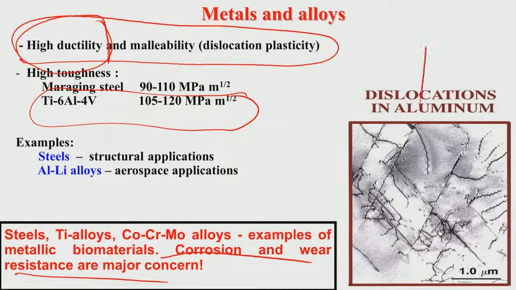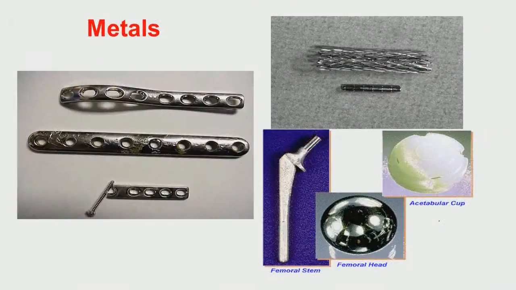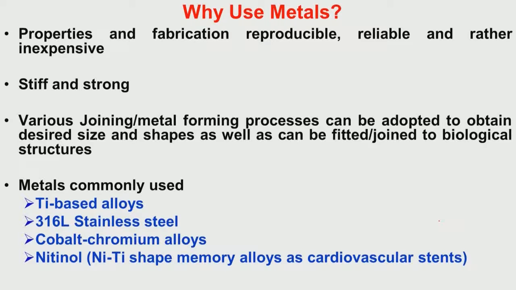This is the TEM image, transmission electron microscopy image, of aluminum, just to show the dislocation threads, and these are the dislocation lines in the material. So, why use metals for biomedical applications? They have elastic stiffness and they are strong.